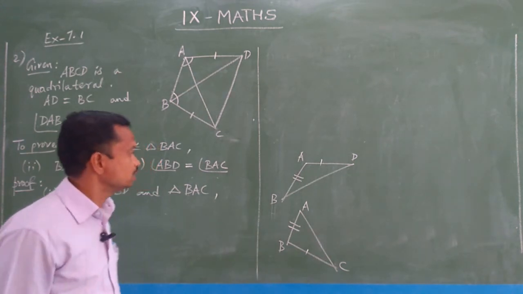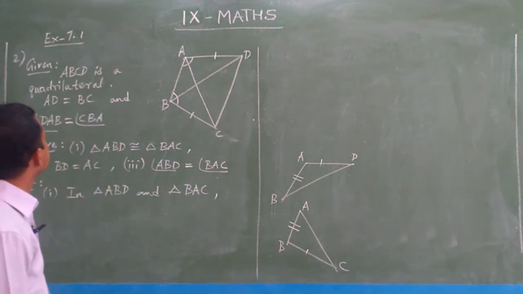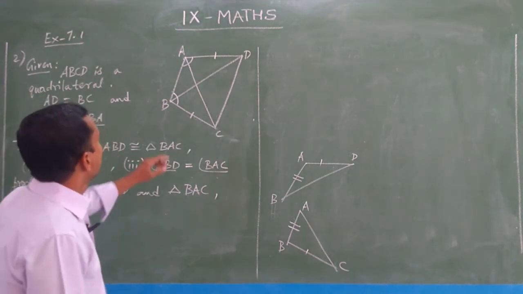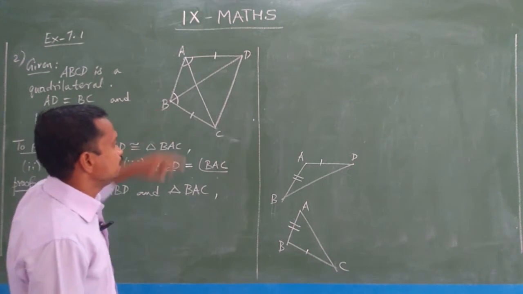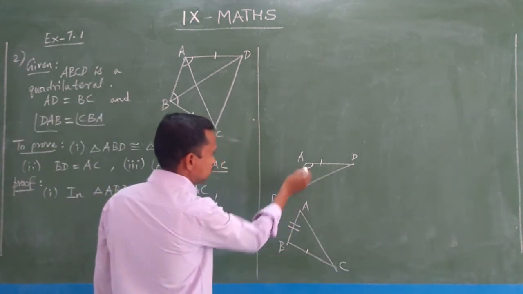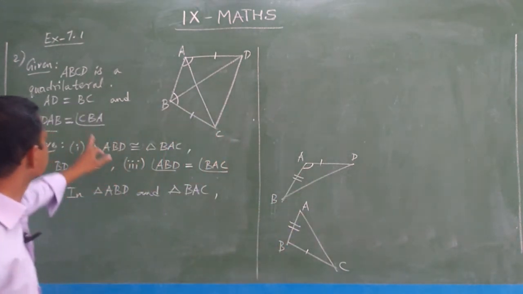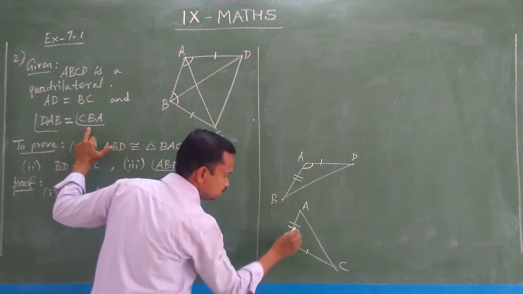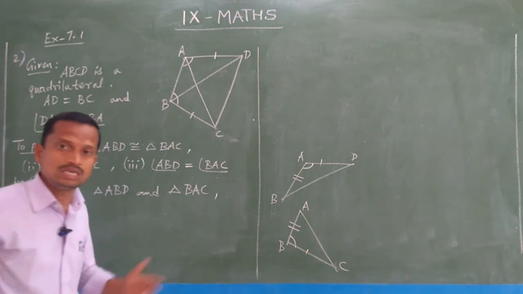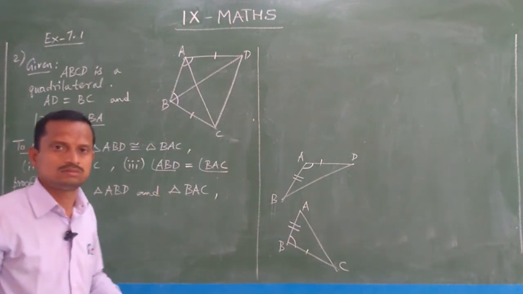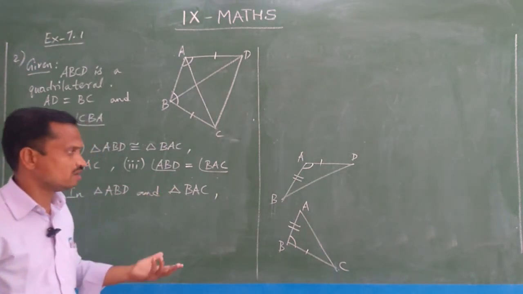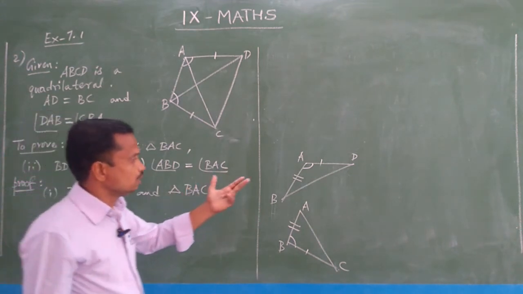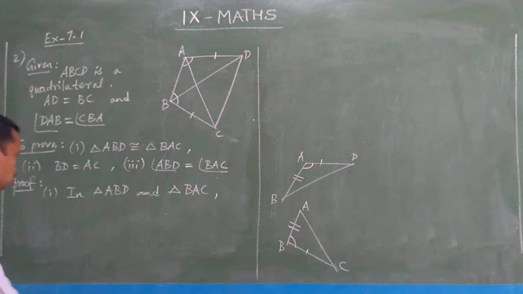And another thing, is the angle given? You see, angle BAD, it is there, and angle CBA, this angle. They two are equal. It is given. So everything, the three elements, we are having. By SAS we can say they are congruent.